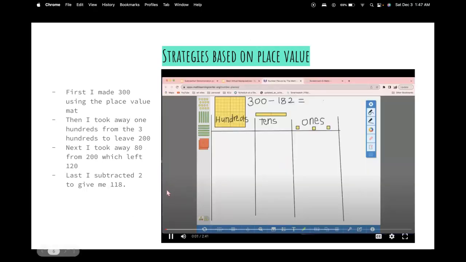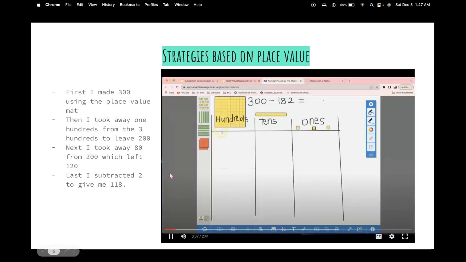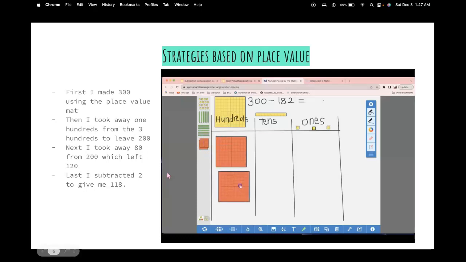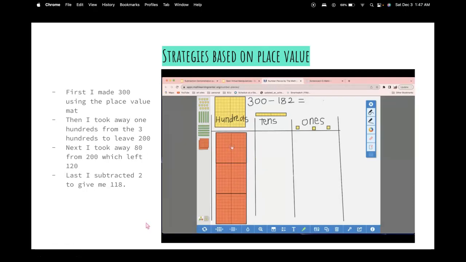For this place value method for second grade, using 300 minus 182, I used this place value mat and first made 300 using 300 blocks. Next, I took away 100 on these 100 boards, which left me 200.